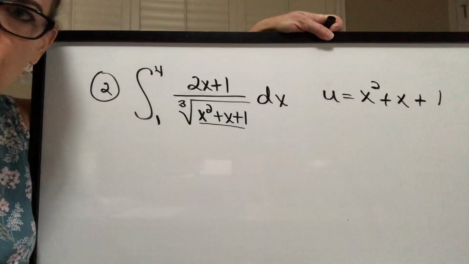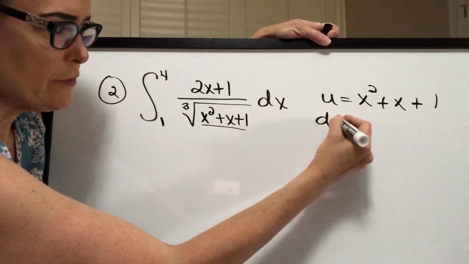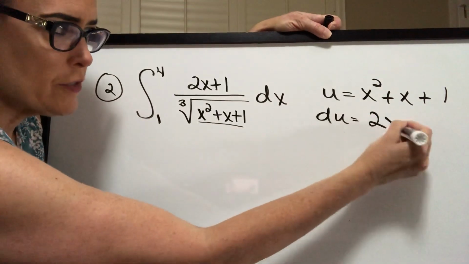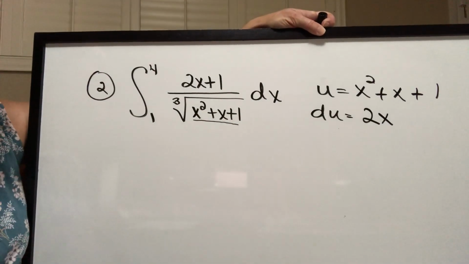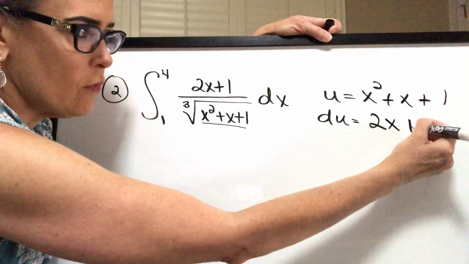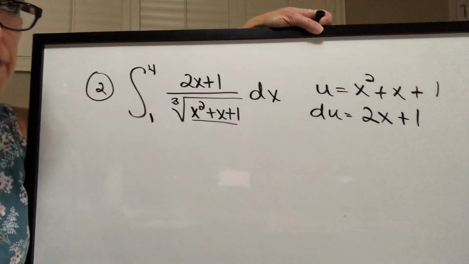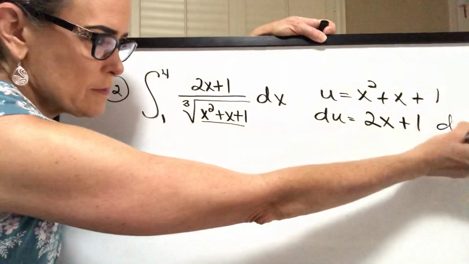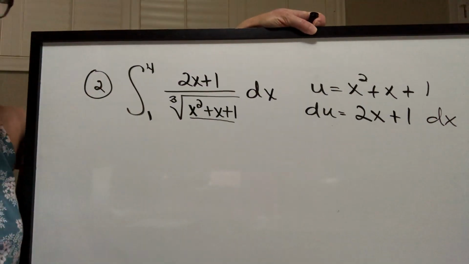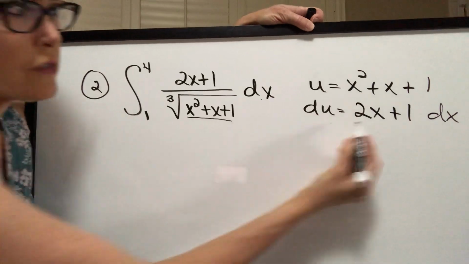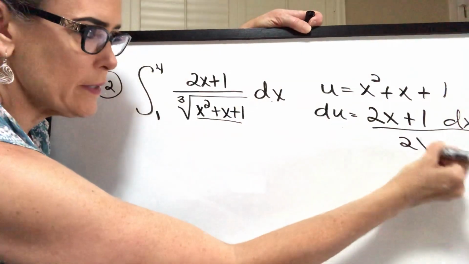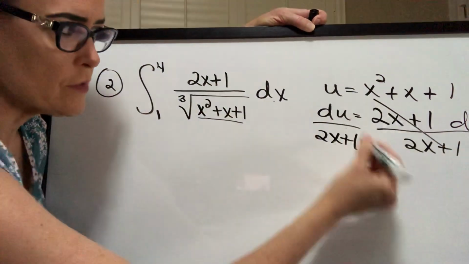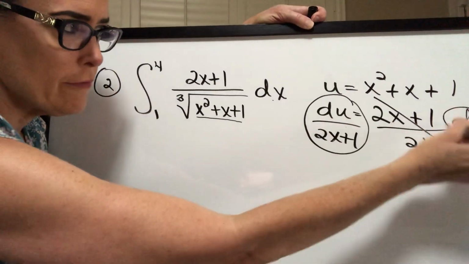Okay, then I'm going to take the derivative of u, so du equals: the derivative of x squared would be 2x, the derivative of x would be 1, and the derivative of 1 is 0, since it's a constant. So then you would have dx. And we're going to be substituting something in for dx, so we want to divide both sides by 2x plus 1. So that'll cancel. So we'll have this that we can plug in for dx.